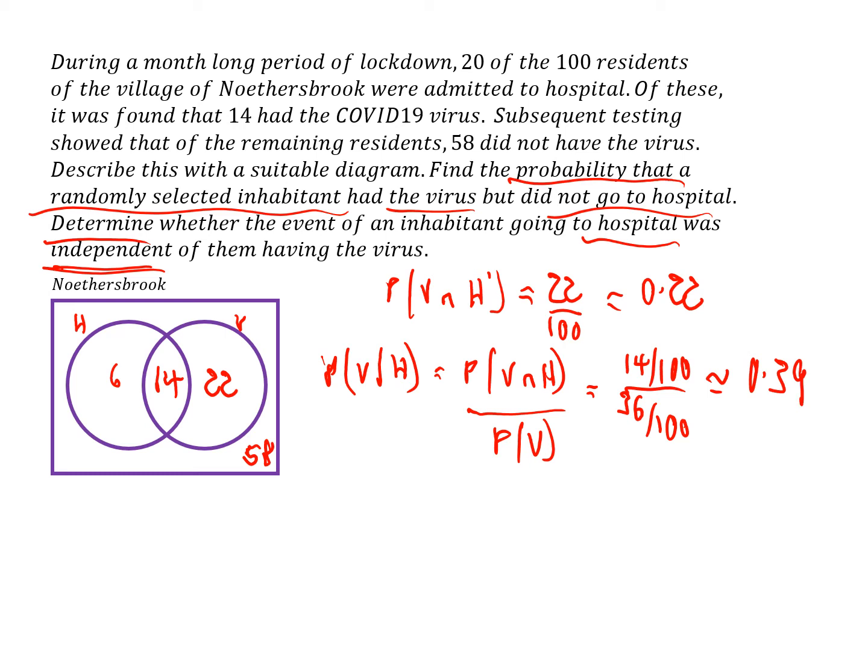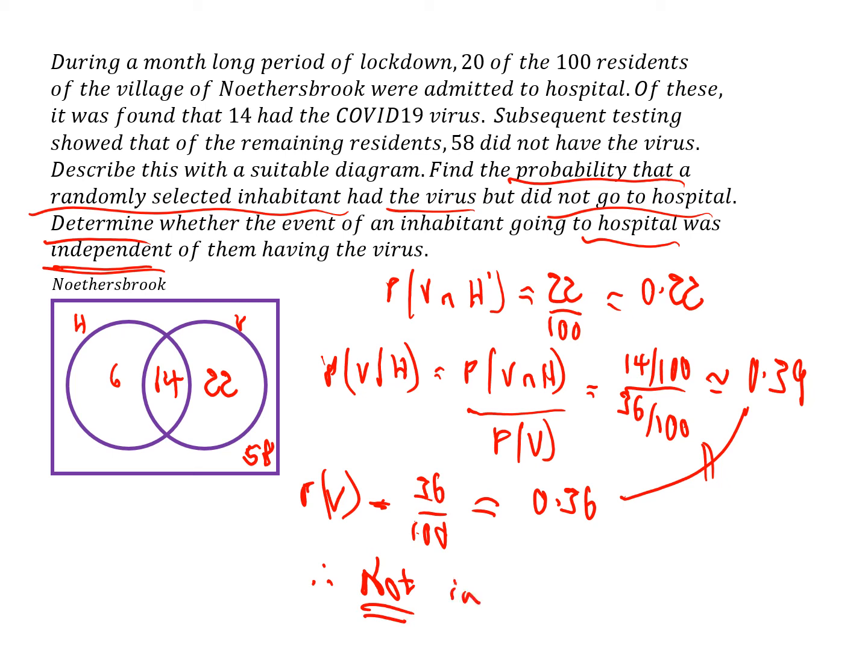Now when we compare that with the probability of having the virus, that's 36 over 100, which is 0.36. Now these numbers are not equal to each other, therefore the two events are not independent.